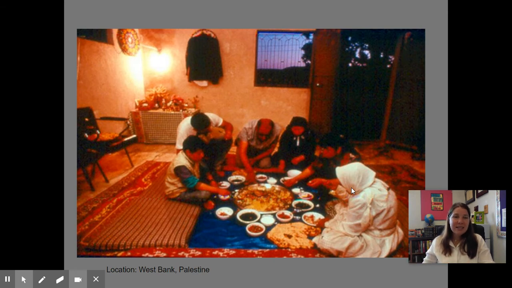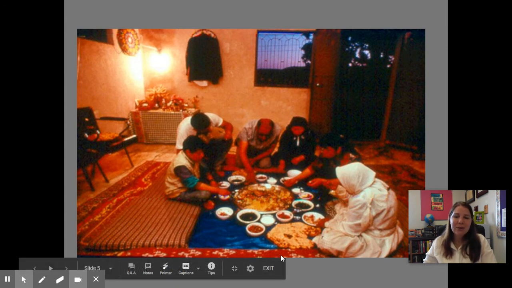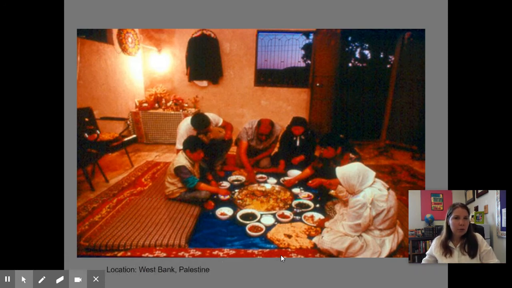So you might notice in this picture, look, the artwork on the wall is in geometric shapes and patterns. You might notice that what they're eating is a large family-style meal. They are eating on the floor instead of a dining room table. They are using their hands to eat, and everything's shared family style.